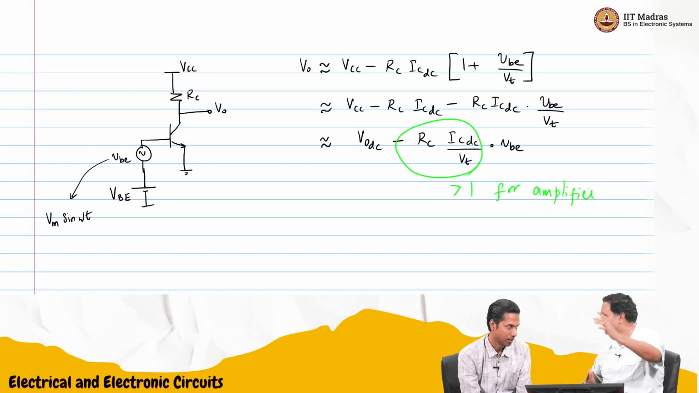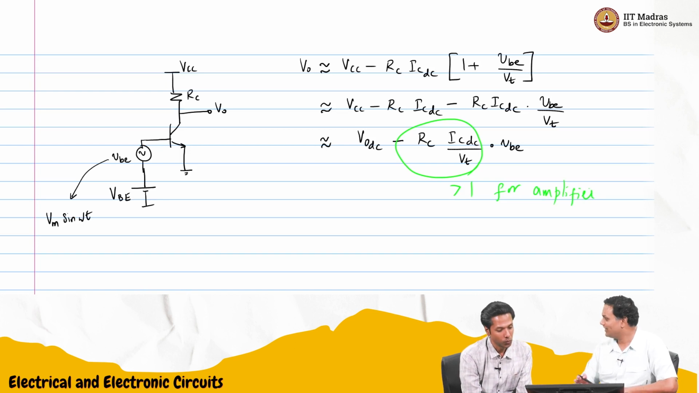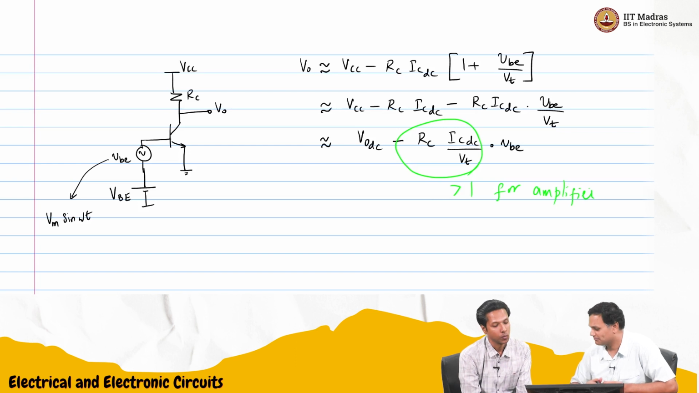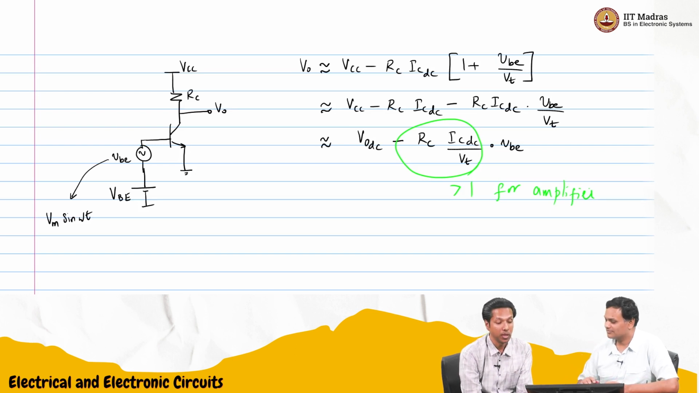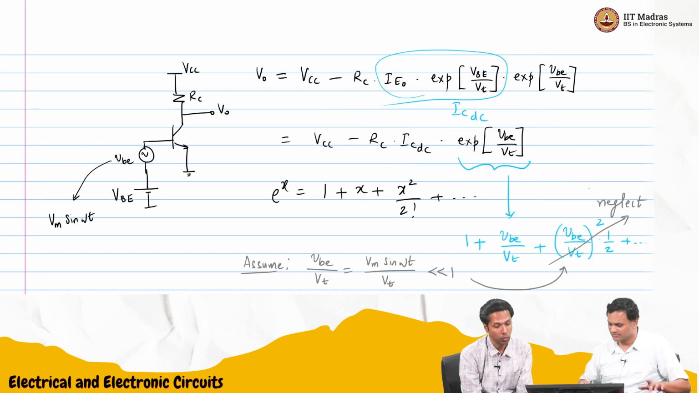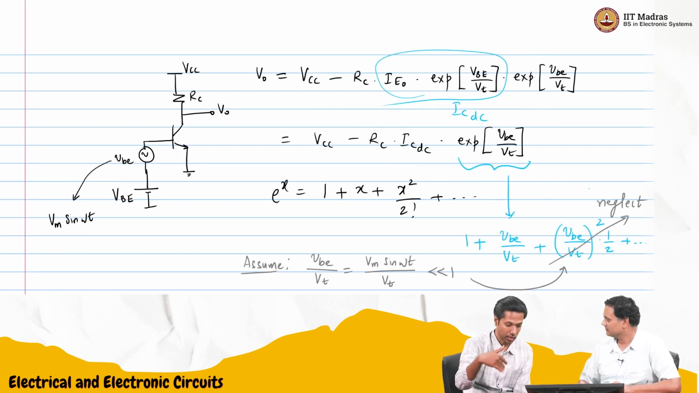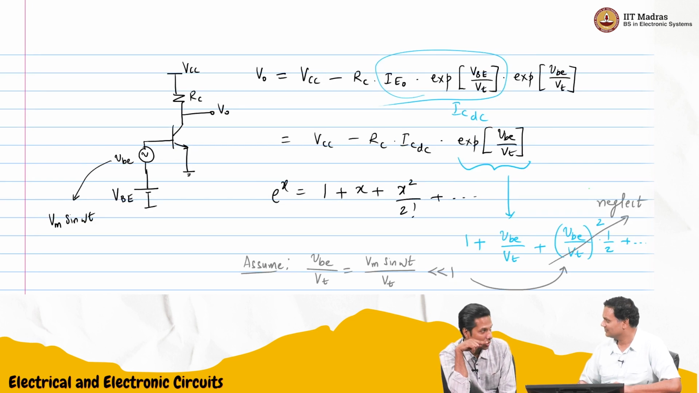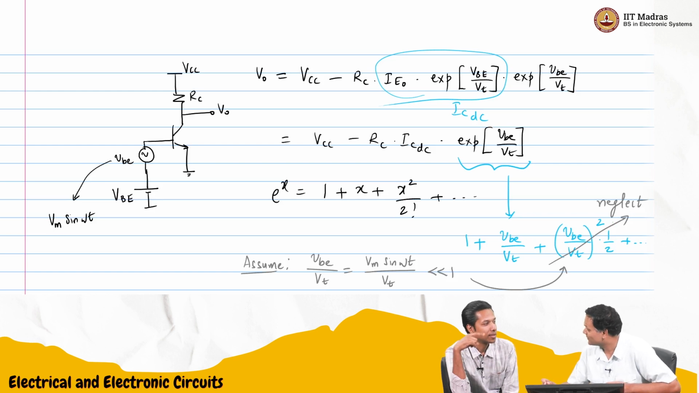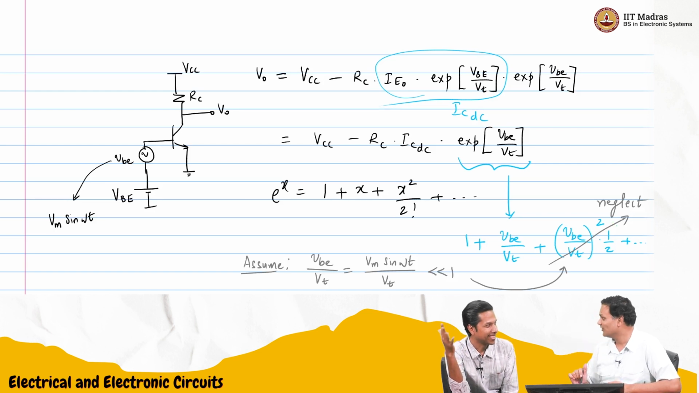Because amplify means make bigger. So hopefully this thing is larger than 1. One thing: when we made the assumption that VB by VT, or (VB by VT) whole square, is negligible, that means if I give a sine wave input, I'll get a sine wave output. Otherwise, you will get sine squared, and some other things also.